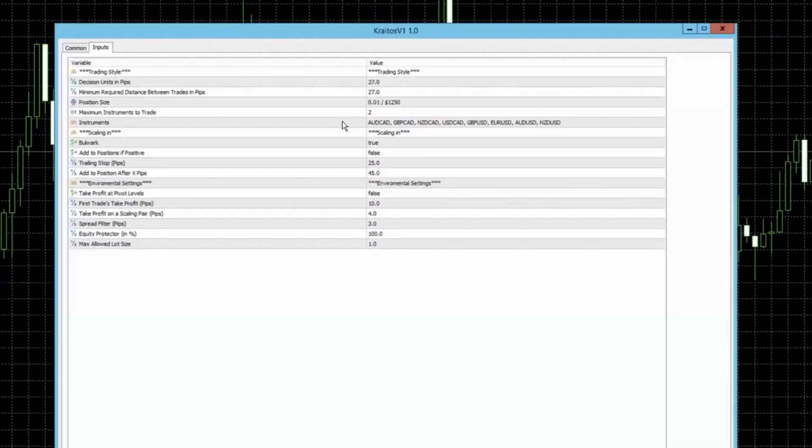So I think it's predetermined how you should be running Kraitos. The only thing I like to do is put my equity protector at 25%, and this is what I'm willing to risk. Then another really important thing is the max allowed lot size. I will teach you how to set that up. It's also going to be in the videos in the AP Academy. We do this, okay? And now we just press okay.